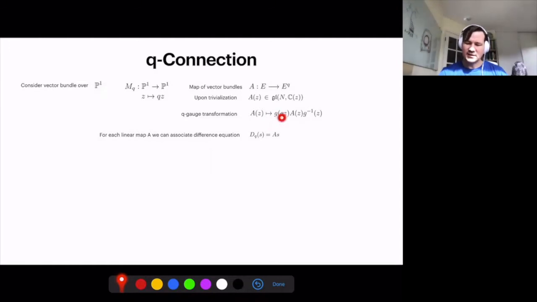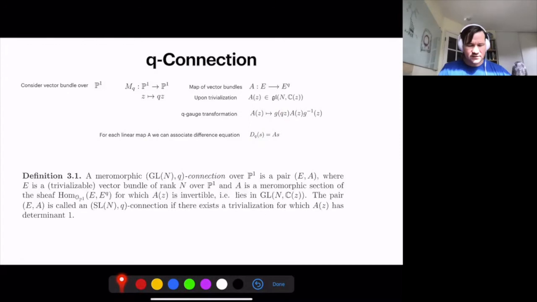To get the null formula, you can Taylor expand Q around 1, and then you need to formally Taylor expand A also around 1. And then you'll get 2 terms. Okay, and then naturally, for every linear map A, you can associate a difference equation, which looks like this: dq of S is equal to AS, where S is the section of this vector bundle.